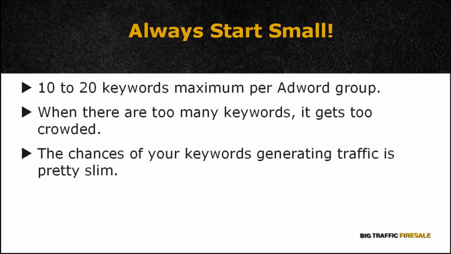Remember to always start small with the number of keywords per ad group, which is 10 to 20 maximum. That's because Google works in a way where, when there are too many keywords in a particular ad group, the list will get too crowded and the chances of you getting results or generating traffic based on the keywords are slim. Some may not even generate anything at all.